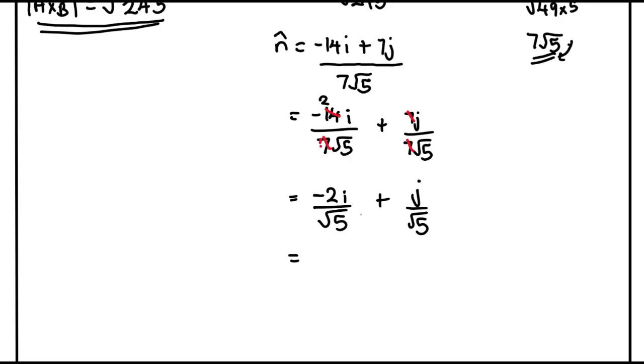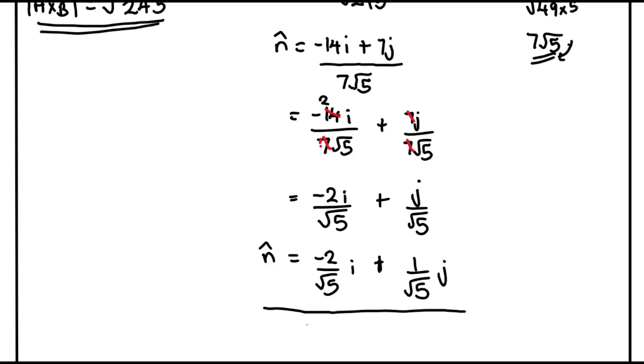Now we want to write these in such a way that the i has a coefficient in front of it. So this would be negative 2 over square root 5 i plus 1 over square root 5 j. And this is the unit vector perpendicular to both A and B.